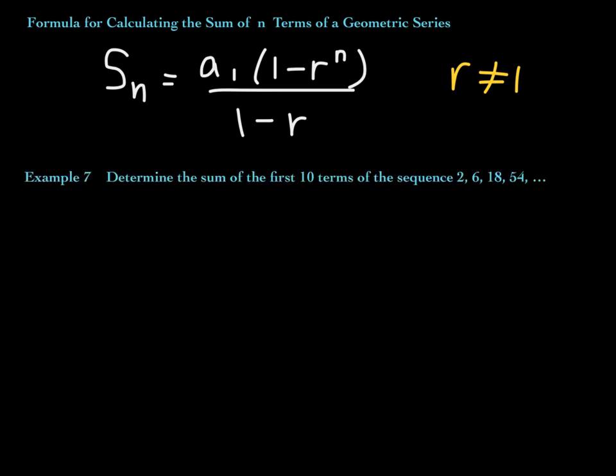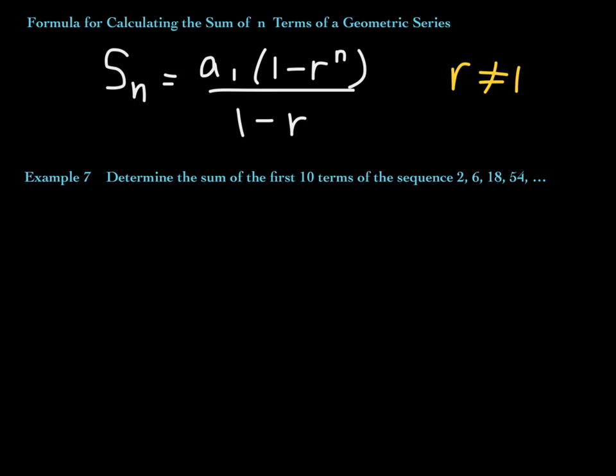Check this out, guys. Determine the sum of the first 10 terms of this sequence. Now, if you did a check, this would not be arithmetic. You can prove it by checking the difference between each pair of successive terms. Here, I can show it to you really quickly. 6 minus 2 is 4. So the difference between these two terms is 4. But the difference between 18 and 6 is 12. So right there, I can see this is not arithmetic.